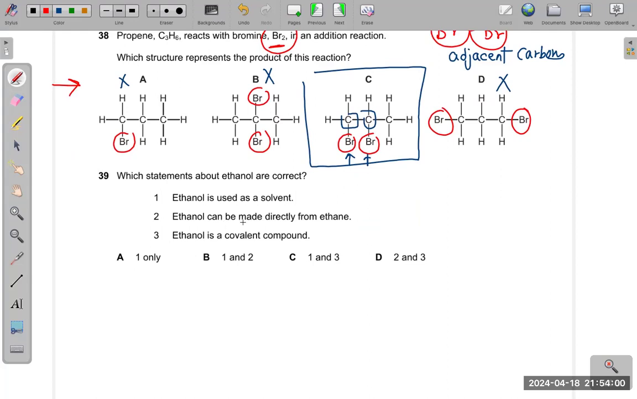Which statement about ethanol is correct? Ethanol is used as a solvent, of course, yes. Can be made directly from ethane.